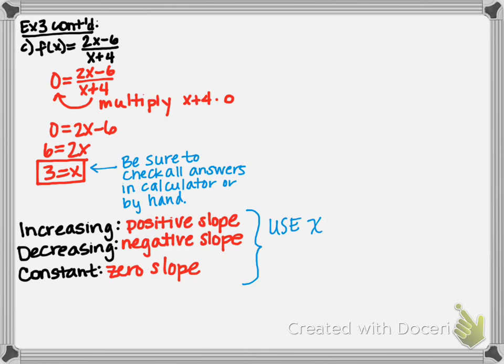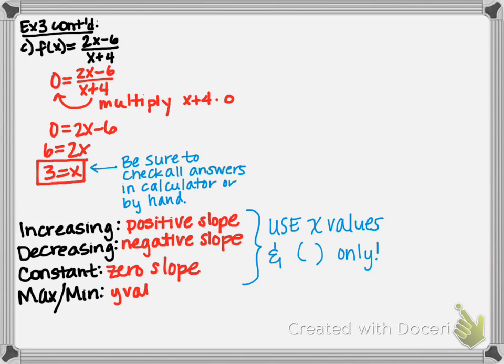And when you're doing increasing and decreasing and constant interval notation, you need to make sure that you only use the x values and you only use parentheses. From our pictures, we're also going to be able to talk about maximum and minimum. On those, we look at the y value at a specific x value. You want to be able to use your calculator to do this.